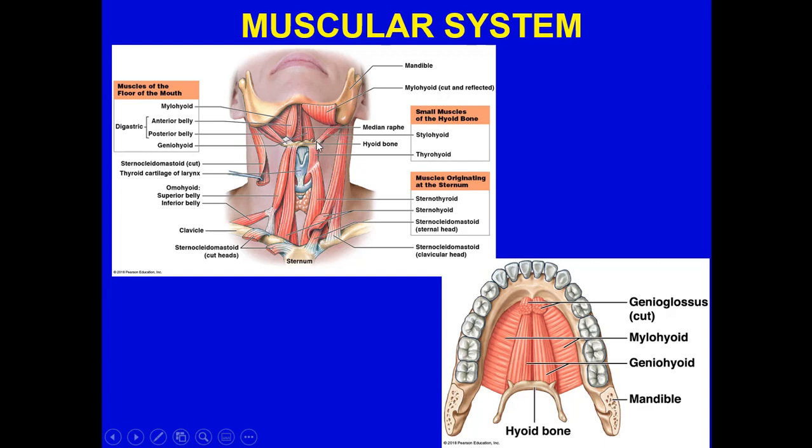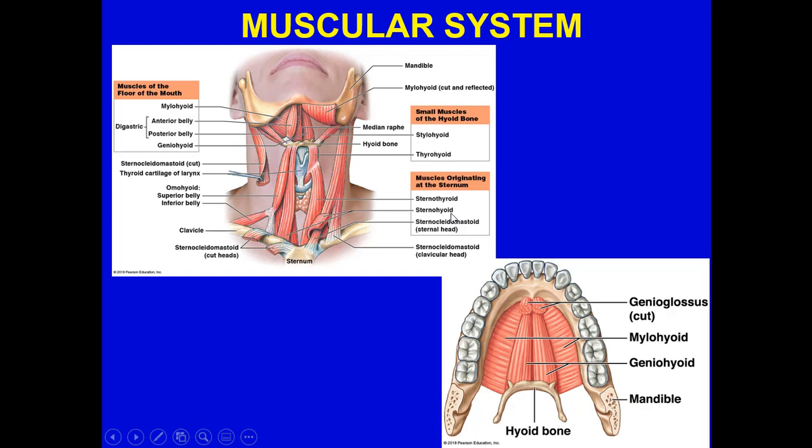the stylohyoid here and the thyrohyoid here. The digastric you have is the anterior belly and the posterior belly. You have here cut and reflected the sternocleidomastoid, but you also have the omohyoid, which has its superior belly here, and the inferior belly here. There's sort of an attachment structure here that eventually leads to the clavicle and to the sternum. And you can see this sternocleidomastoid extension right here.